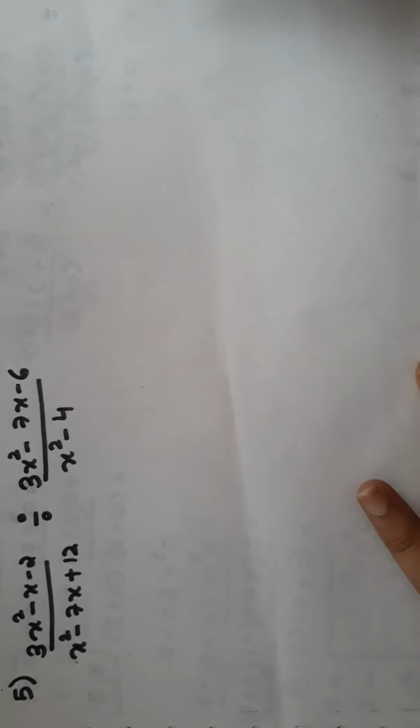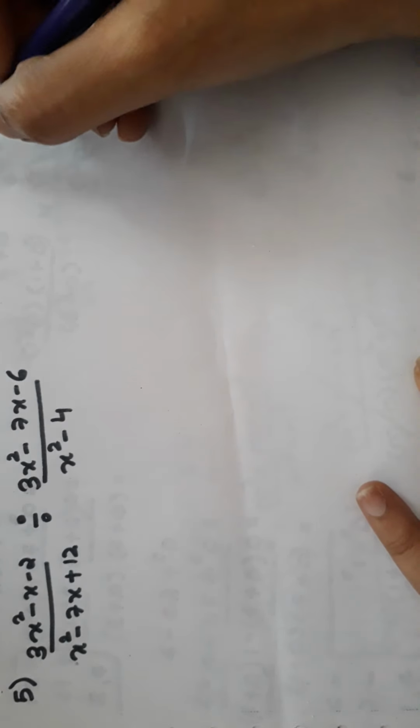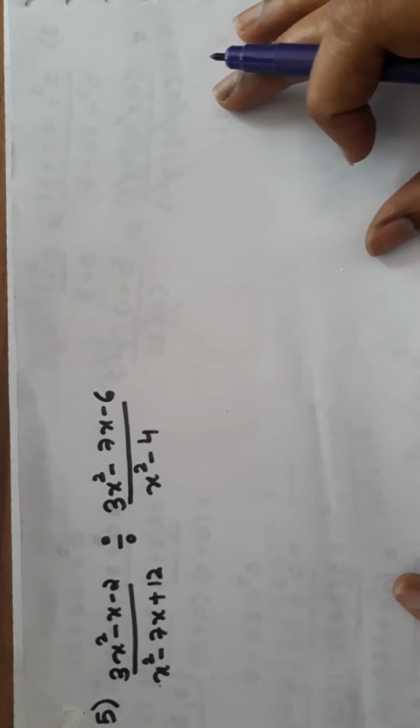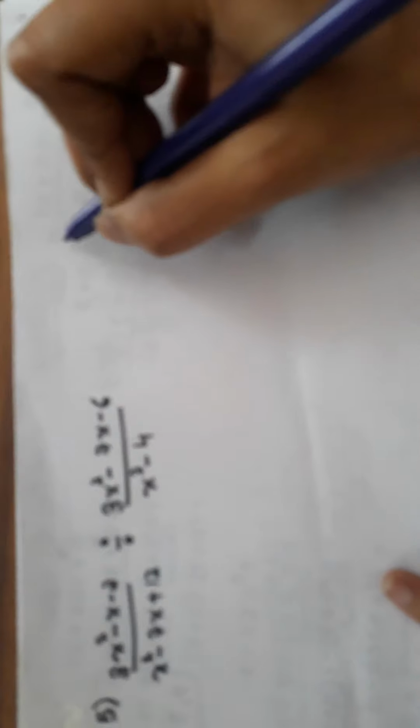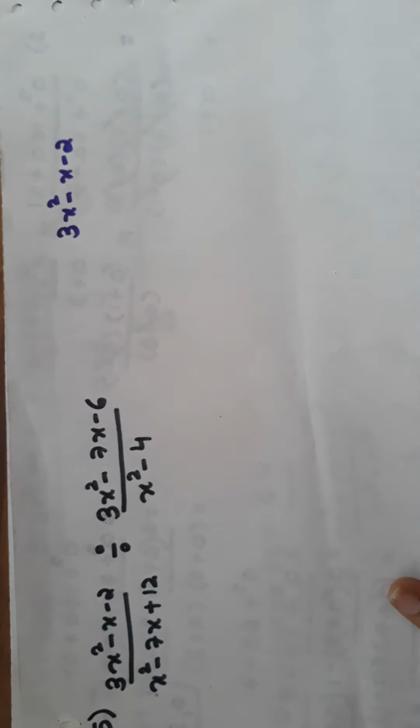Number 5. Now in this case we are going to perform the operation of division between two rational algebraic expressions. Take the numerator of the first algebraic expression: 3x² − x − 2.